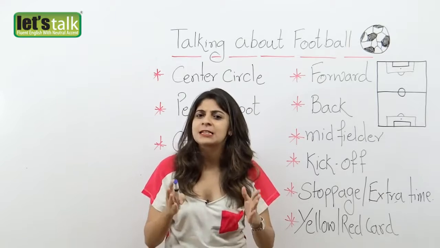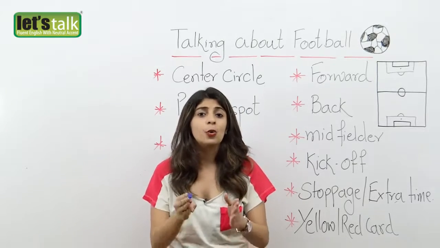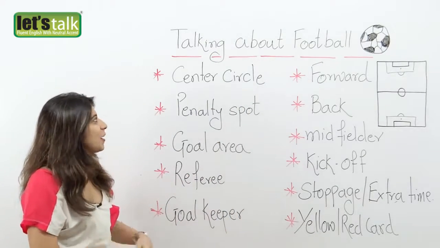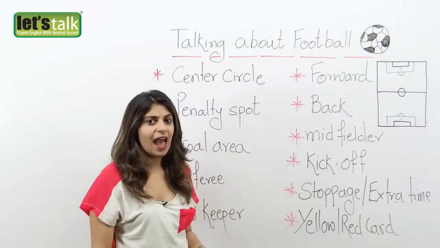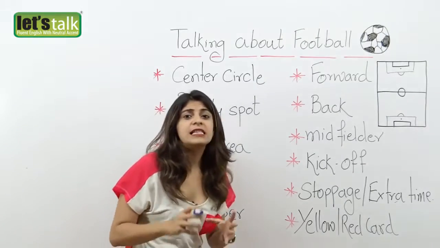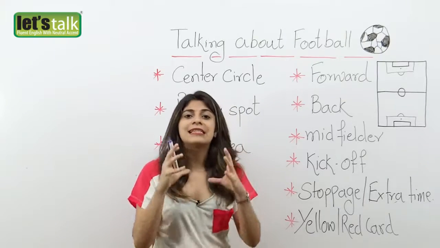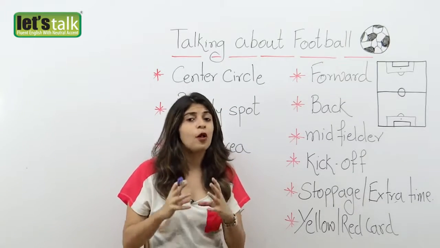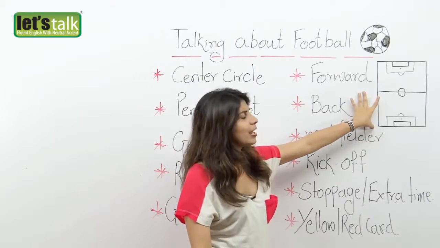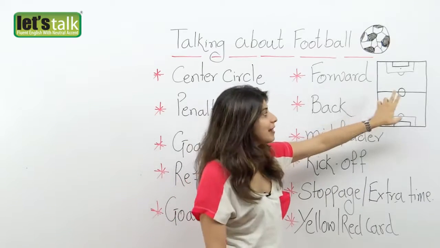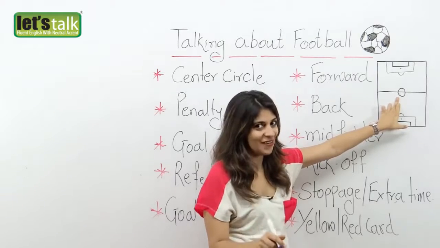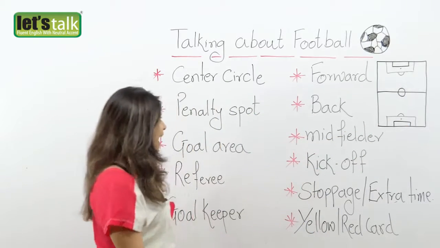We are going to look at some expressions and some vocabulary related to the game soccer. So let's have a look here. The first one that we have is a center circle. And what is a center circle? Well, center circle is a circular marking which is in the center of the field, of the football field, with a radius of 10 yards. So let's just assume that this is our football field and this is the center circle, and from which the kickoff starts.